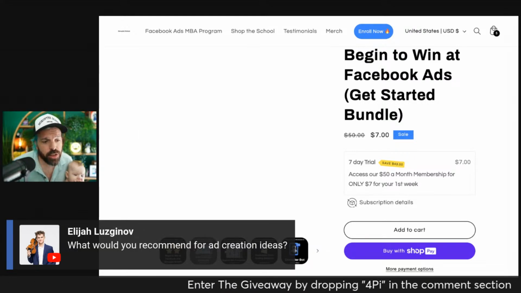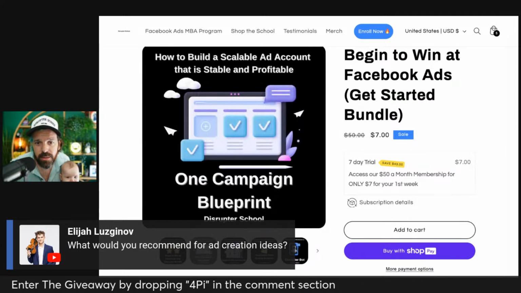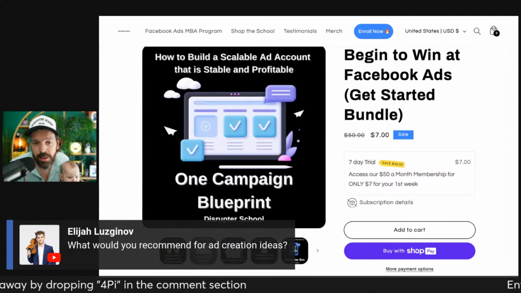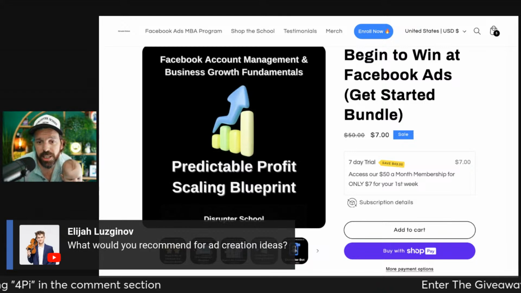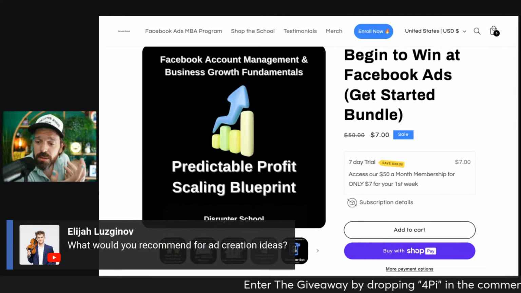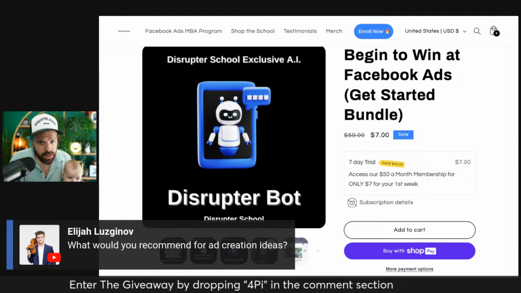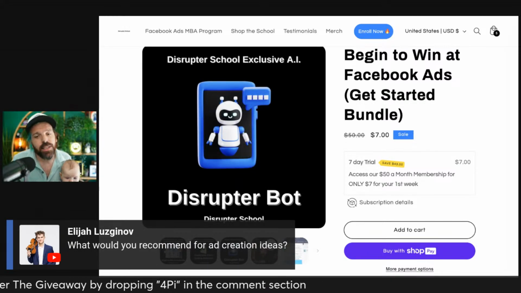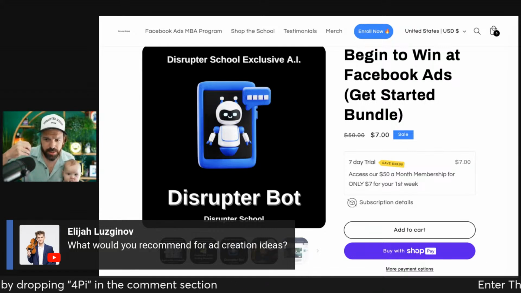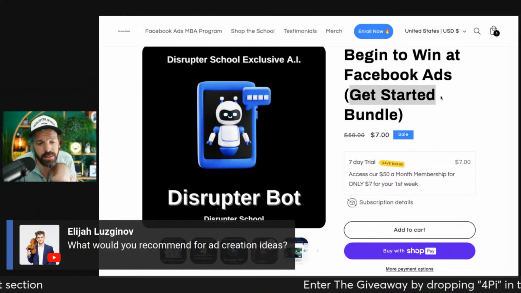And that comes because you get the one campaign blueprint to help build a stable ad account, a scalable ad account that is stable and profitable. You're getting the predictable profit scaling blueprint, so you understand Facebook account management and business growth fundamentals, right? You're also getting the disruptor bot, so you get exclusive access to AI. So you're getting support. You're getting confidence. You're getting what it is that you need to get started.